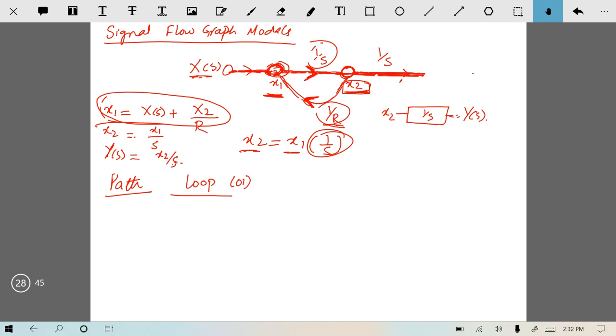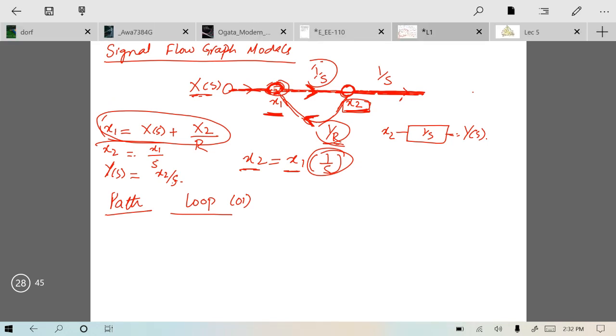So this was the basic concept about signal flow graph models. We discussed what is a node, what is a branch, what is a node variable, and how to write a relationship between two nodes or between variables. Then we discussed what is a path, then a loop, and finally non-touching loops and touching loops.